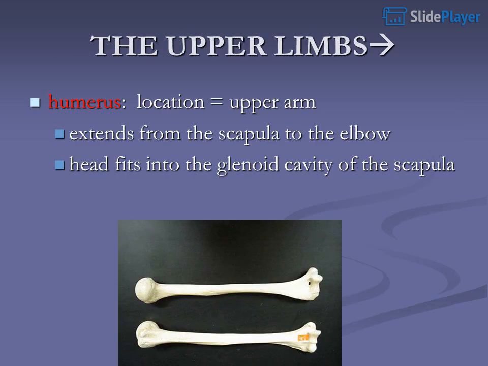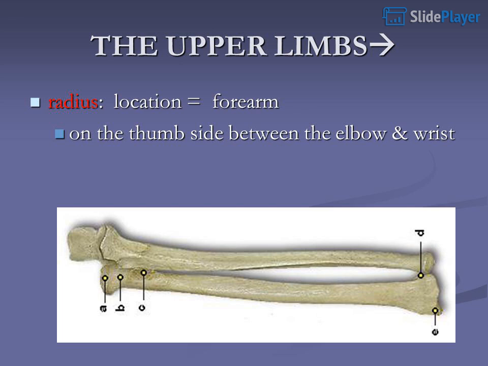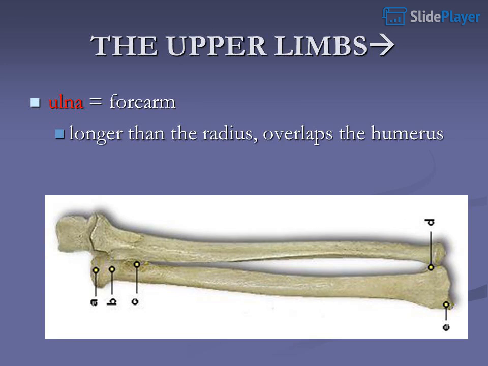The upper limb's humerus, location equals upper arm. Extends from the scapula to the elbow. Head fits into the glenoid cavity of the scapula. The upper limb's radius, location equals forearm, on the thumb side between the elbow and wrist. The upper limb's ulna equals forearm. Longer than the radius, overlaps the humerus.